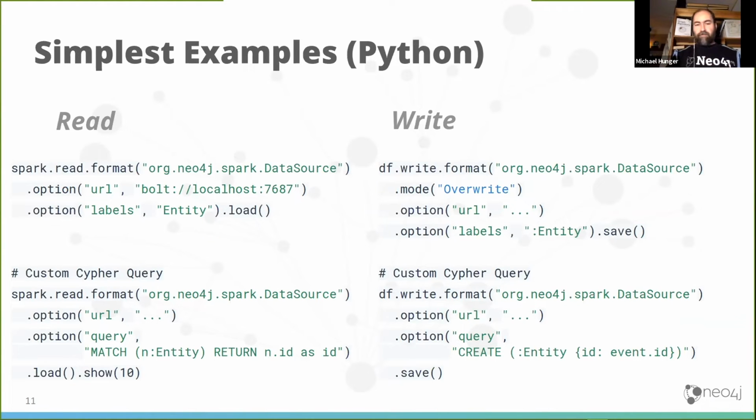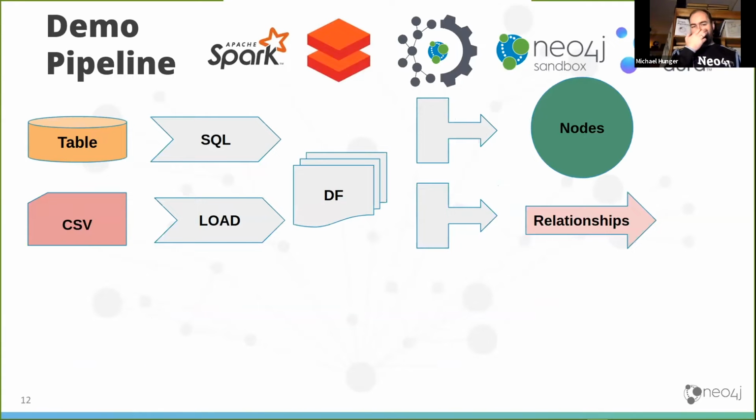These examples are in Python here. On the left side, you see examples for reading data from Neo4j into Spark, so you get a data frame back based on the data that you request from the graph database. On the right side, you see how you would connect to the graph database to write from Spark into Neo4j.